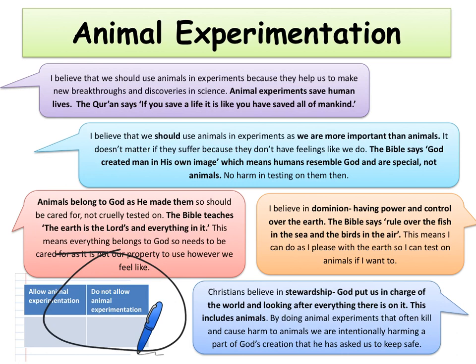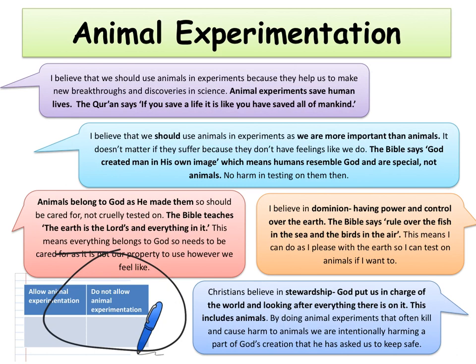The next view is, I believe in dominion, having power and control over the earth. In the Bible it says, rule over the fish in the sea and the birds in the air. This means that I can do whatever I please on the earth, so I can test on animals if I want to.